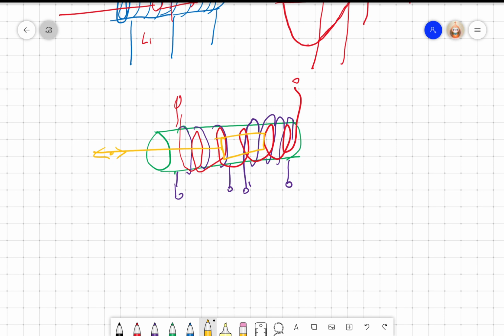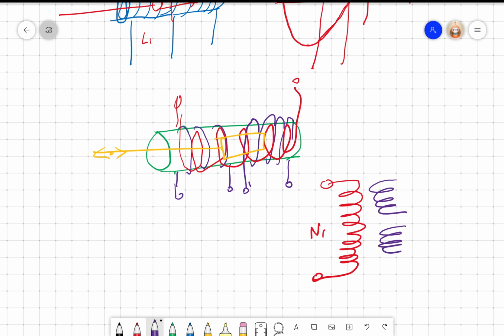So I can now put the equivalent circuit as this. This is my primary, normally N1 turns, and these two are secondaries, right? And the way that I wound it, I don't know whether you noticed it. One, I wound the secondary in the clockwise direction. The other one, I wound it in the anti-clockwise direction. So this is my dot point. This would be my dot point here. This would be my dot point here.